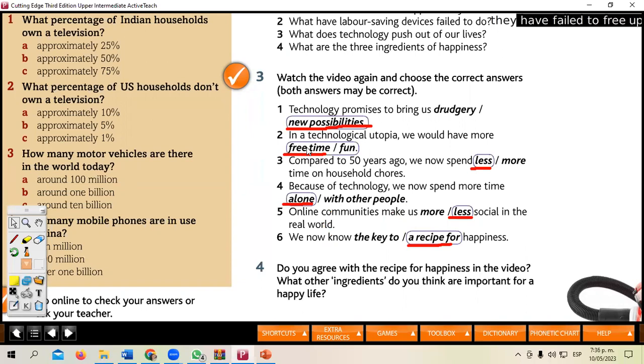I was trying to remember. Yes, for the second one, in the technological utopia, we would have both more free time and more fun. Okay. Good, guys. Thank you.